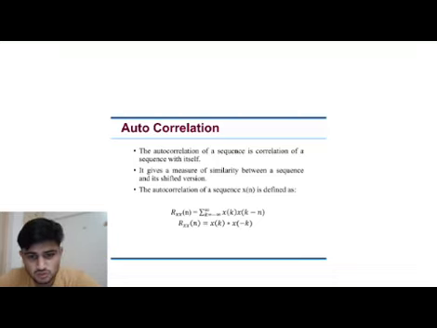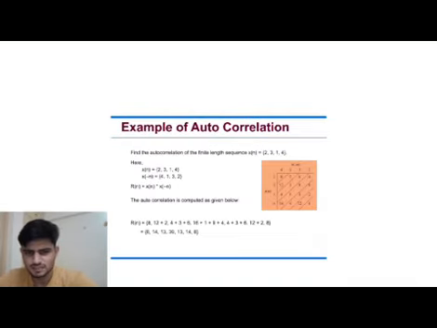Autocorrelation. The autocorrelation of a sequence is the correlation of a sequence with itself. It gives a measure of similarity between a sequence and its shifted version. The autocorrelation of sequence x(n) is defined as R_xx(n), which is equal to the summation of x(k) x(k minus n). It is very similar to cross correlation, but here both the inputs are x, x(k) and x(k minus n), in which k varies from minus infinity to infinity.